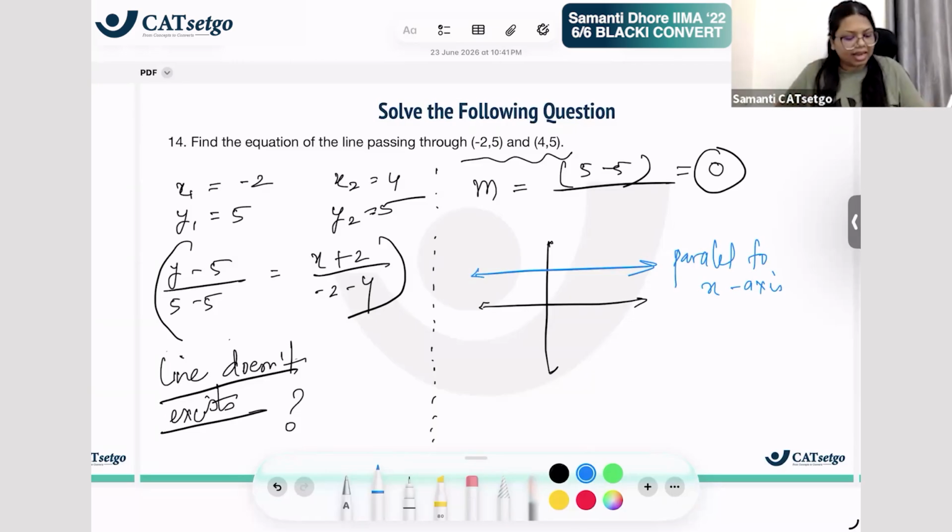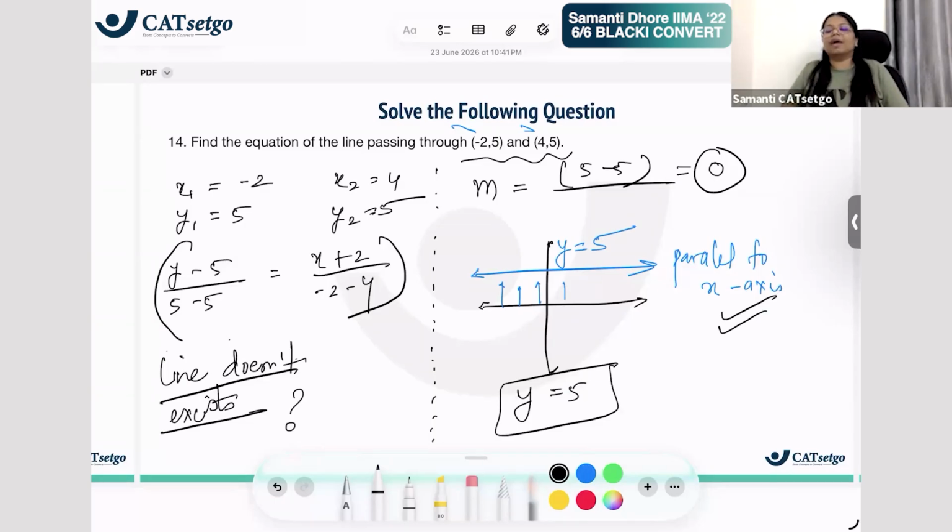This line is such that x will take multiple values. x can be -2, 4, all the values, but y will always be 5. So this line is parallel to the x-axis, right? And the equation of this line will be y equals 5. Y equals 5 means this line is parallel to the x-axis. Y will always be 5, while x can be -1, -2, -3, -4, 0, 1, 2, 3, 4, any number. This is how the equation comes.